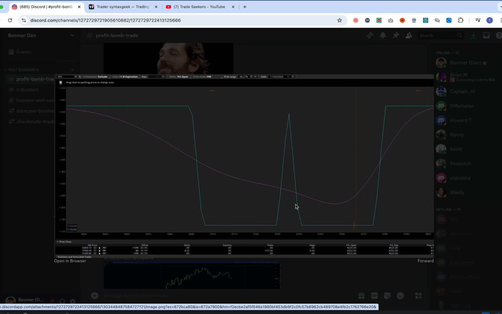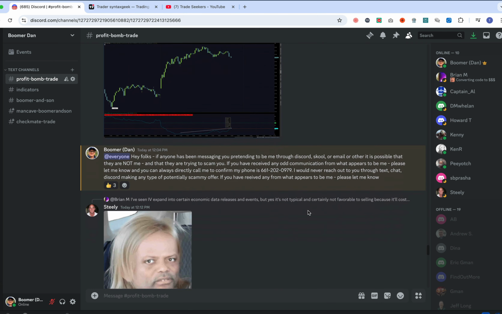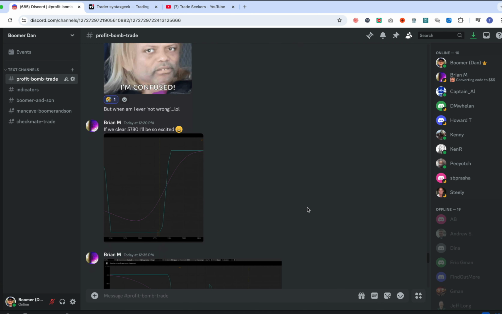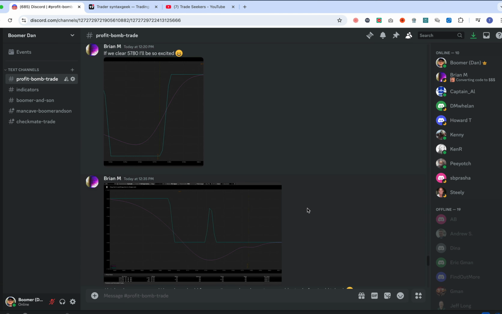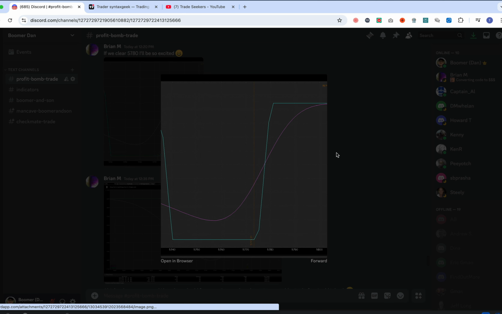Again, these are 0 DTE options which expire in just an hour or two. And look how high that's getting. That's up to $200 on that thing. Let's look at another one. As we get closer and closer, you continue to post these. And let's see this one.